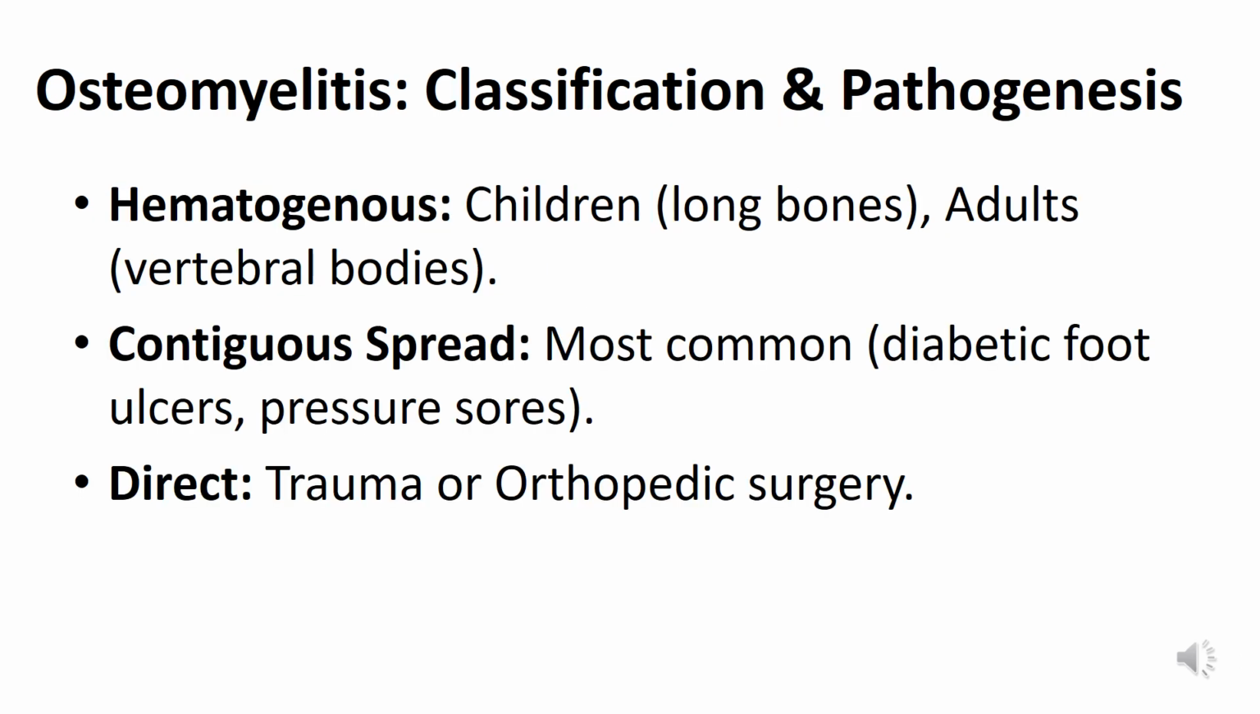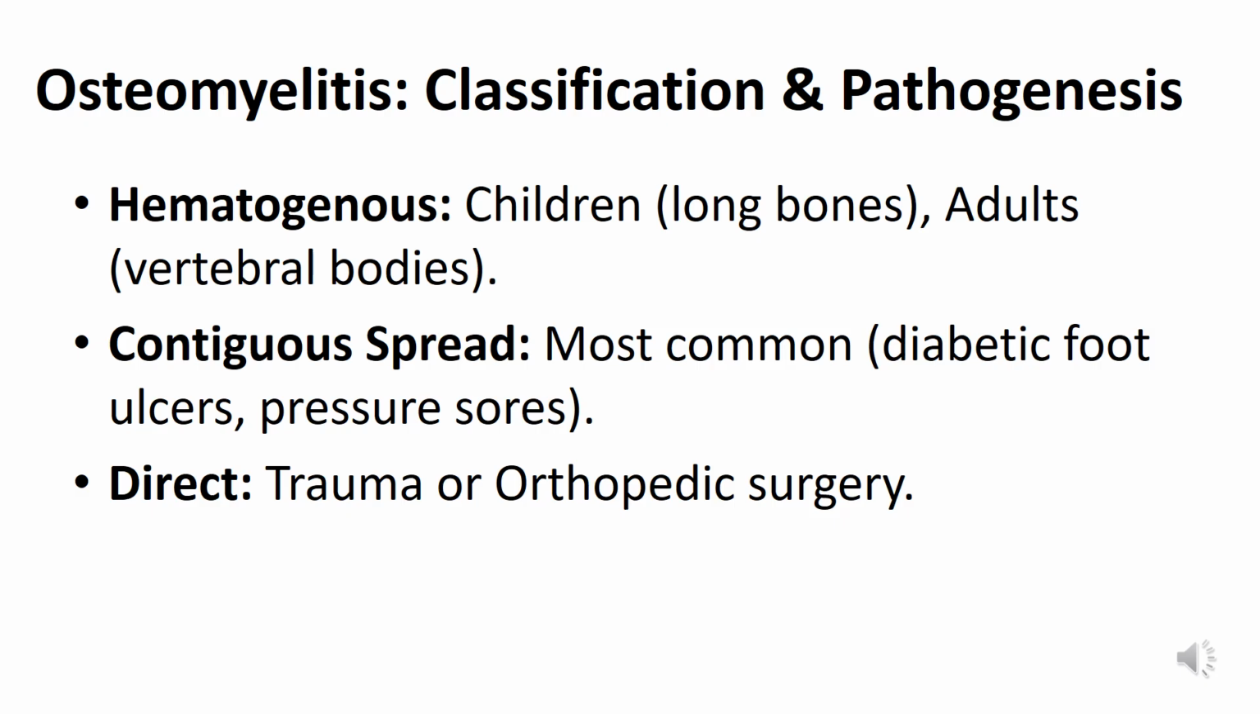Understanding osteomyelitis begins with one simple question. How did the infection reach the bone? The answer helps explain the disease process, predicts the organisms involved, and guides treatment decisions. Although osteomyelitis refers to infection of bone, the pathways leading to that infection can be very different. One major pathway is hematogenous spread.